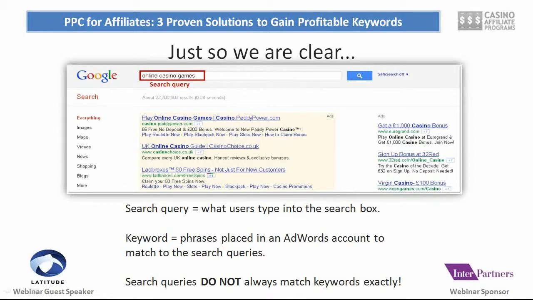The first slide, as you can see, just so we're clear, it's really important that you understand that I'll be talking about 2 things primarily, one of which is keywords, and these are phrases that are placed into your AdWords account that match to the search queries, but actually that it's the search query that matters most. And the search queries are highlighted in the slide. It's those words that a user types into the search bar. Important to remember also that search queries do not always match the keywords exactly.